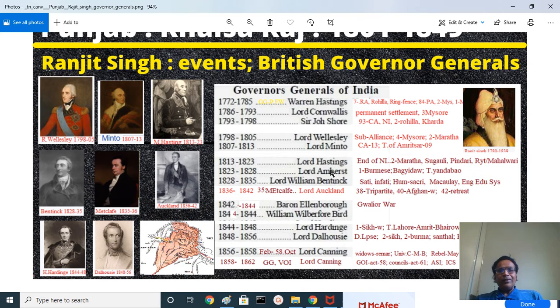Then Lord Amherst came, and at that time the Burmese War was fought. That means the British Empire in India expanded further. The eastern side of Bengal, Arakan and Rangoon and Mandalay, those regions were annexed. That means for a couple of years Burma was a part of the British Indian Empire, loosely in a sense. Then Lord William Bentinck ruled 1828 to 1835, and during his reign there were social reforms like the prohibition of sati, infanticide and human sacrifice.